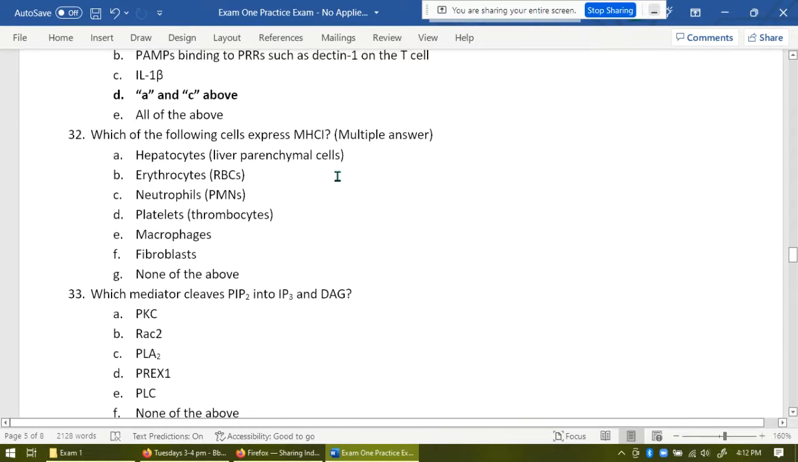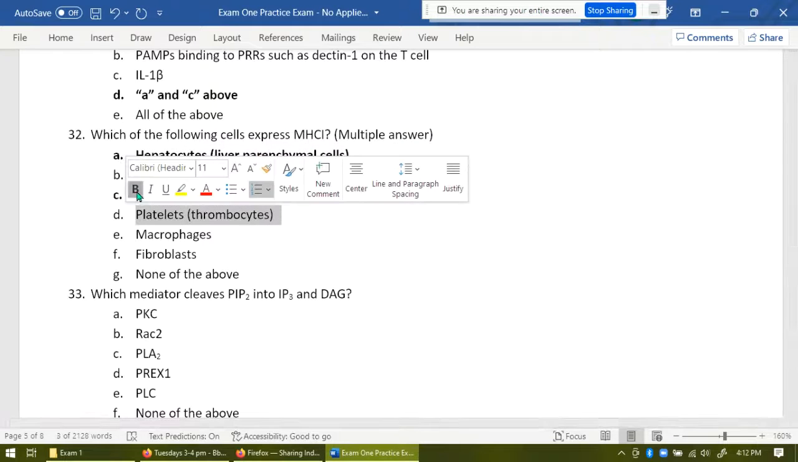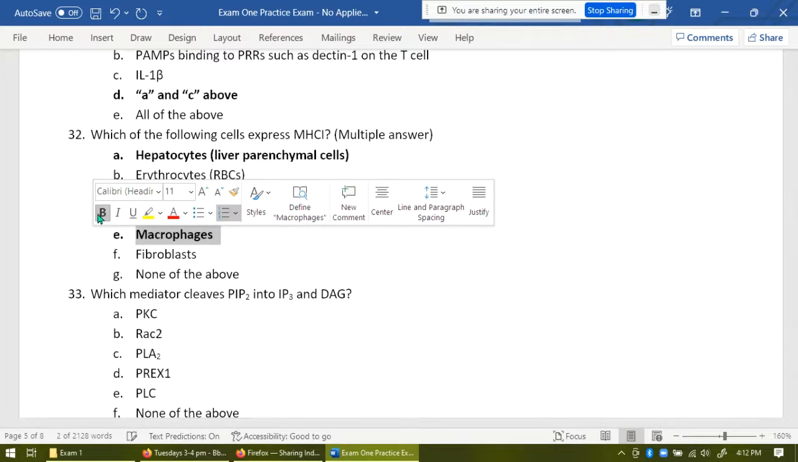Which of the following cells express MHC1? This one's easy if you know the rule. MHC1 is expressed by all nucleated cells and platelets. What this means is that essentially only red blood cells do not express MHC1. So all of these except for the red blood cells express MHC1, okay?